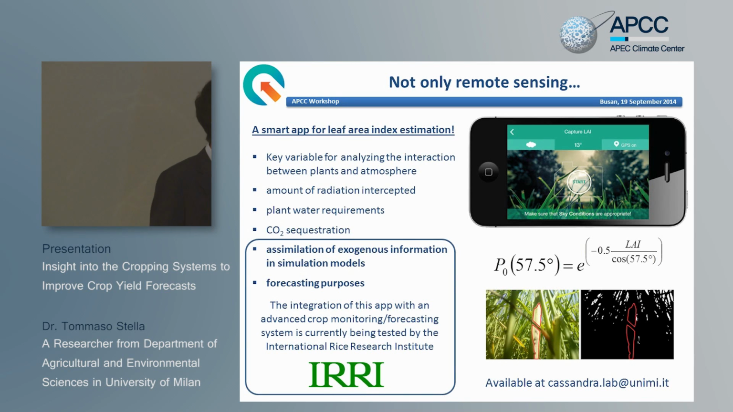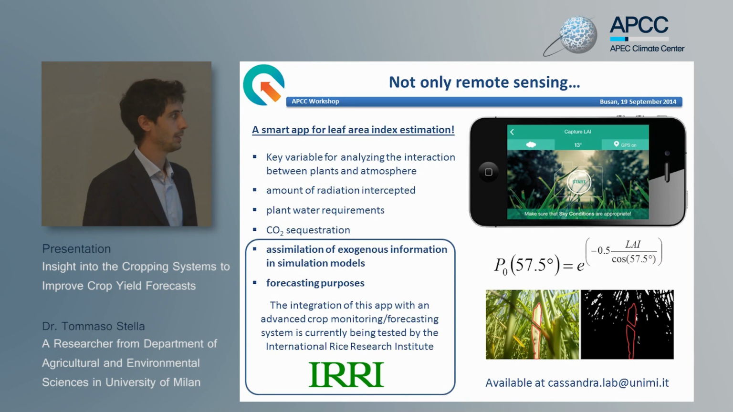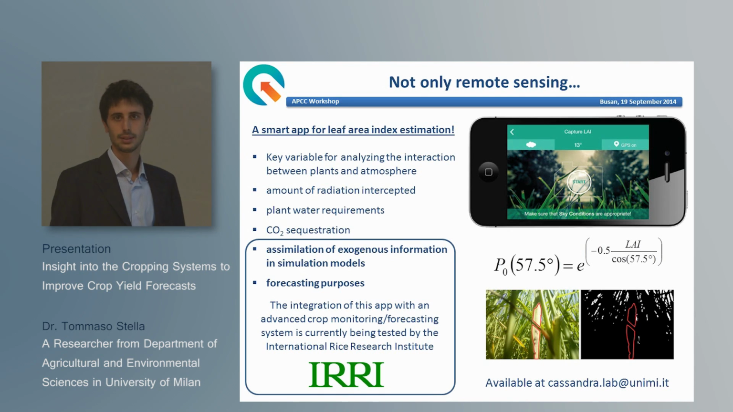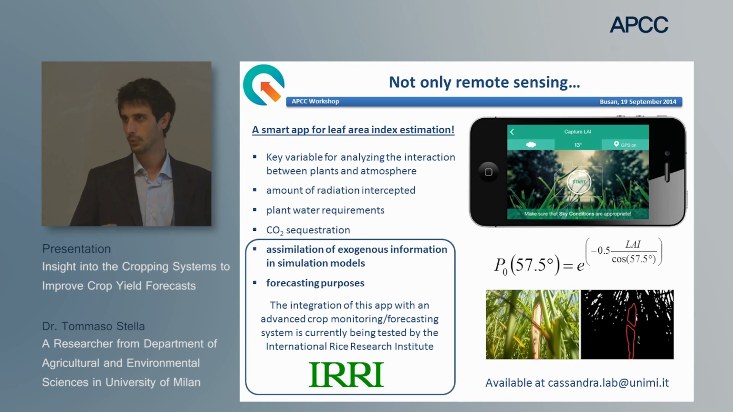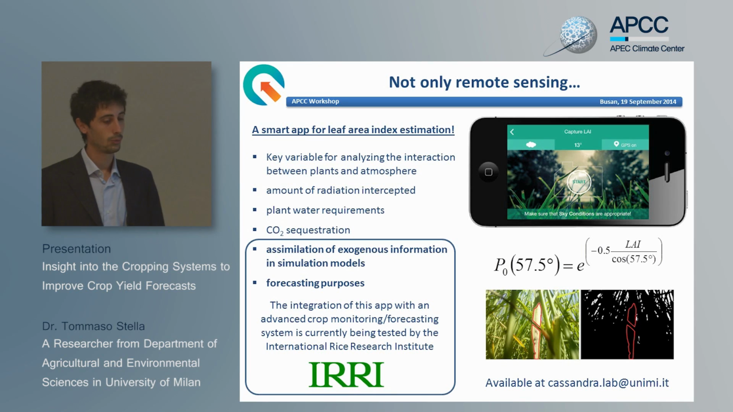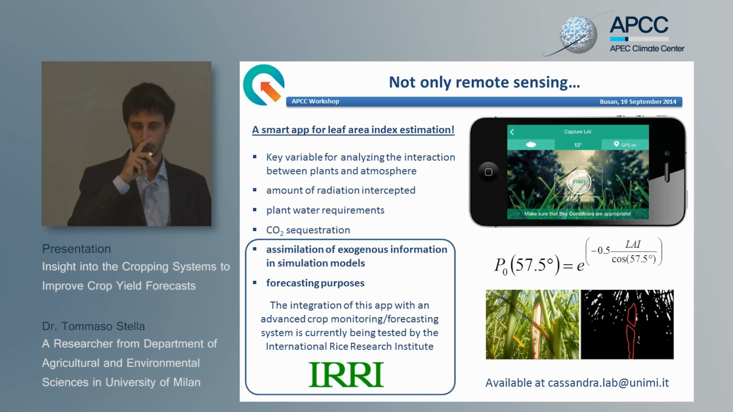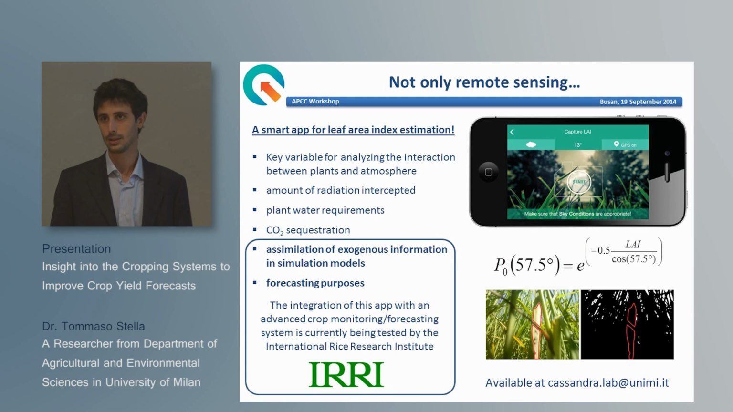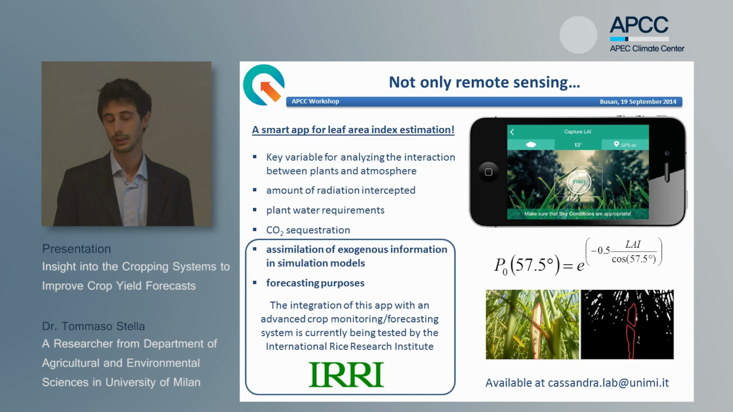And this is exactly the case the International Rice Research Institute is testing now with the integration of this smart application with advanced crop monitoring and forecasting system. And if you're interested in it, I can show you later how this app works. I think it is quite interesting that it works. We tested it, we published a couple of papers, and it works exactly like a ceptometer or other instruments for leaf area estimation. And the difference is just that you don't need a ceptometer, which can cost up to 10,000 euros. I don't know in won how much is it, but.